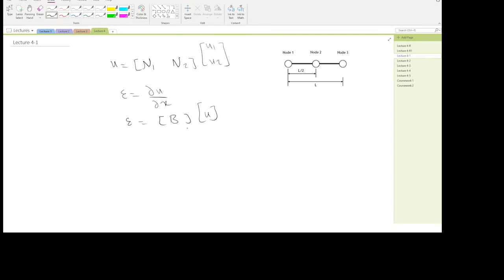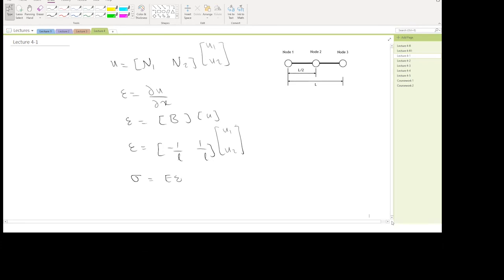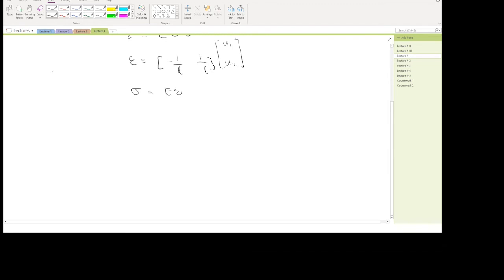I'm just going to write it in detail. If you remember, we had this minus 1 over L, 1 over L, multiplied by u1 and u2. And of course, the stress is the elasticity modulus multiplied by the strain. I'm just going to add the expression which we used only once so far. This is the expression we used for the stiffness matrix.